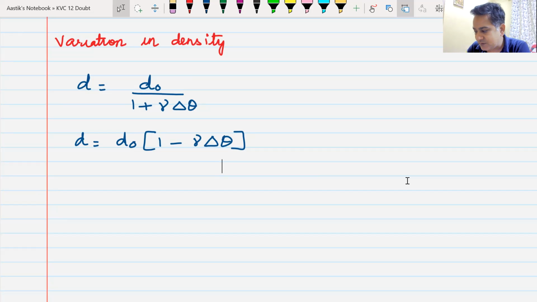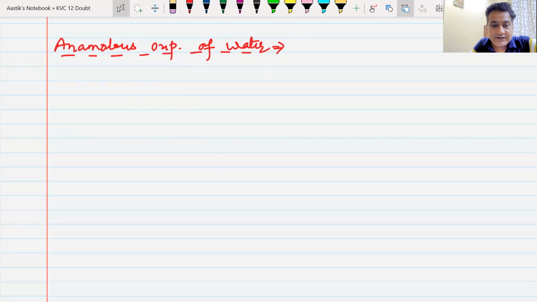Anomalous expansion of water. With increase in temperature, what should happen? For water, if I have water at 0 degrees Celsius, the water contracts up to 4 degrees Celsius and then expands.